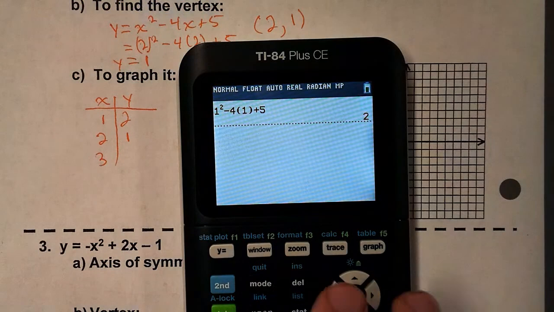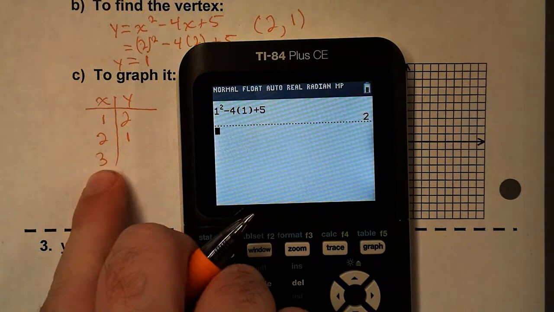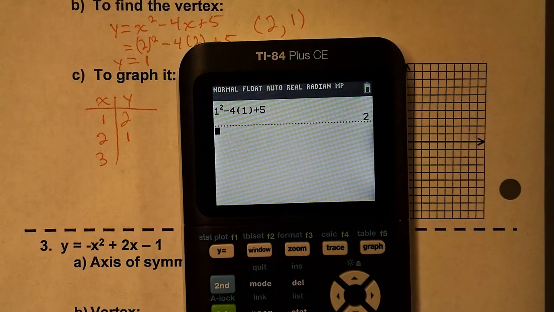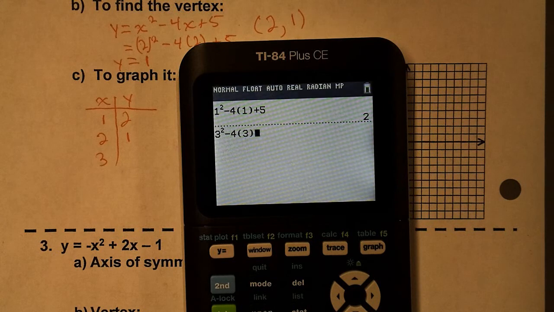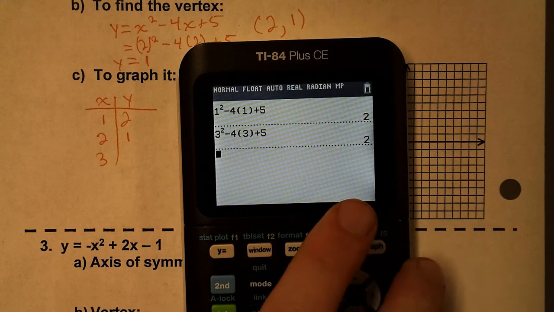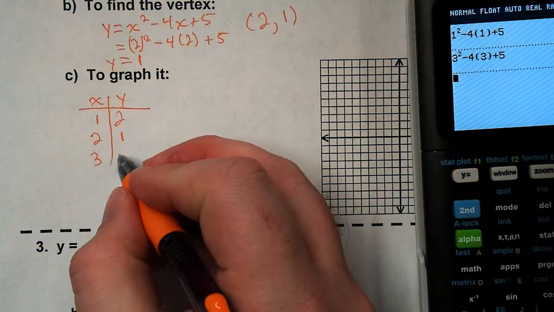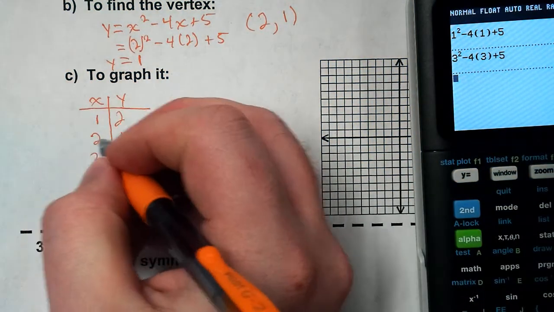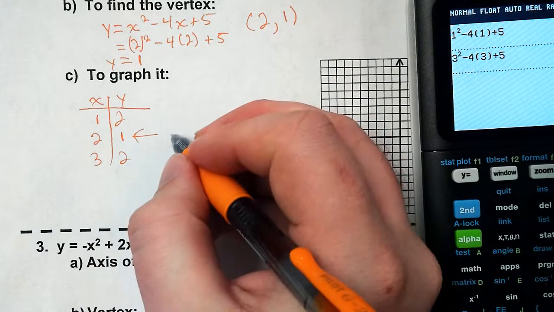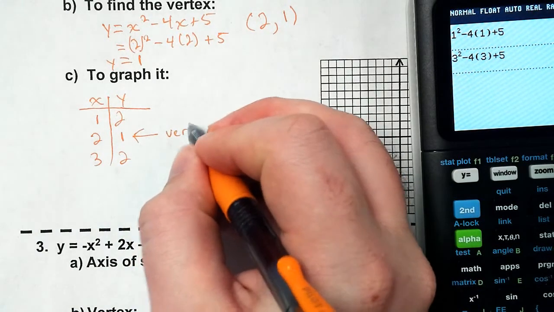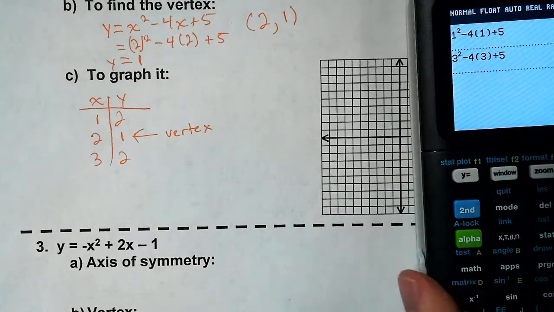Now, on the next one, I'm going to do the same thing. I'm just going to plug in 3. 3 squared minus 4 parentheses 3 plus 5. And I get 2 as well. So I have my vertex. Remember, you always want your vertex somewhere in the middle on your table, and you want points to the left and points to the right.